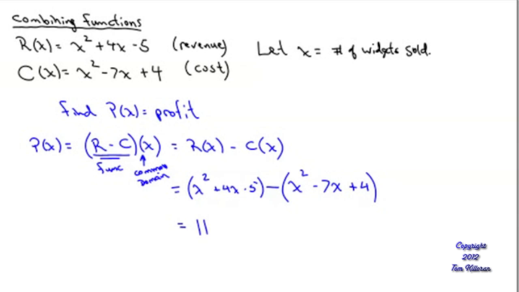That's 11x. Negative 5 minus 4? Negative 9. So this R minus C function, evaluated at some widget number, is the same thing as our profit function. And this is all that combining functions is. It's taking these two ideas and either adding them together, subtracting them, multiplying them, or dividing them. And the notation is really simplistic.